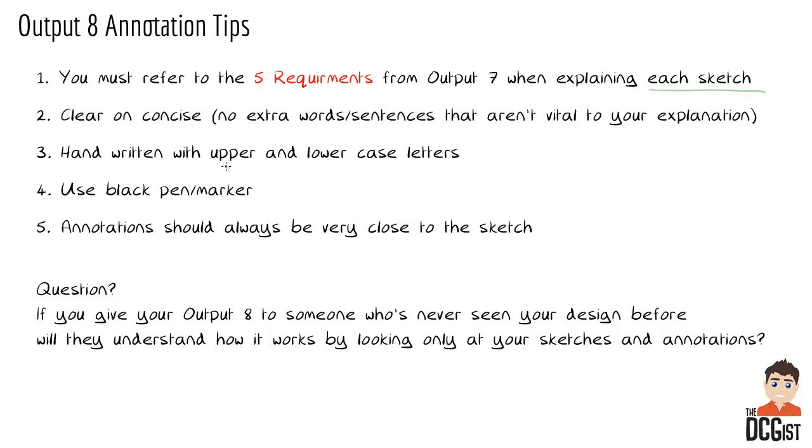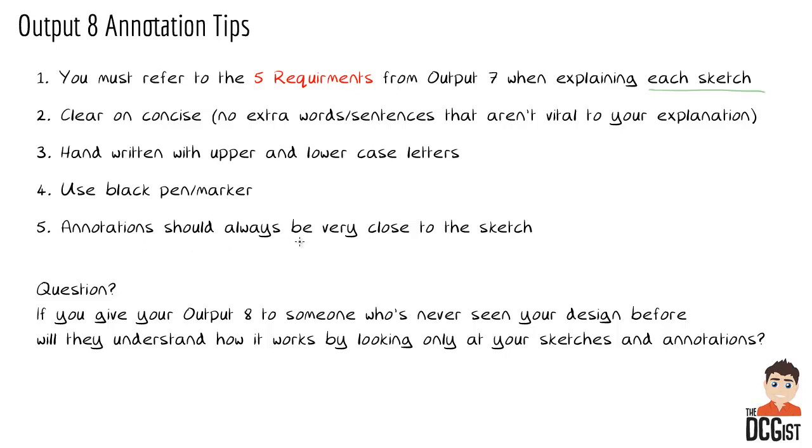Then you want them to be handwritten in upper and lowercase letters. So as I've said before when I was talking about output 3, you would naturally write in upper and lowercase letters, so do that in this output, but don't use joined writing, okay? So upper and lowercase, but not joined. Then use a black pen or a marker, just because that's the clearest way of doing it for somebody to see it and to read it. Okay, it'll be very easy to read if it's in your black pen or your marker.